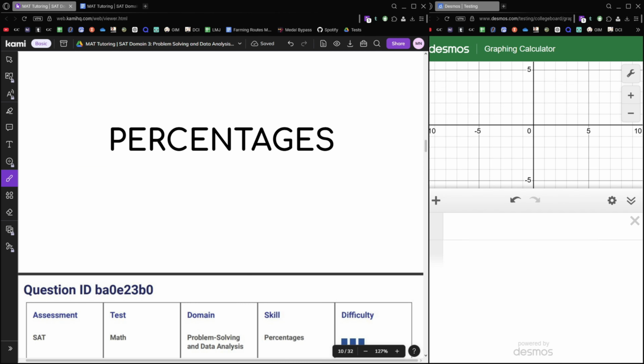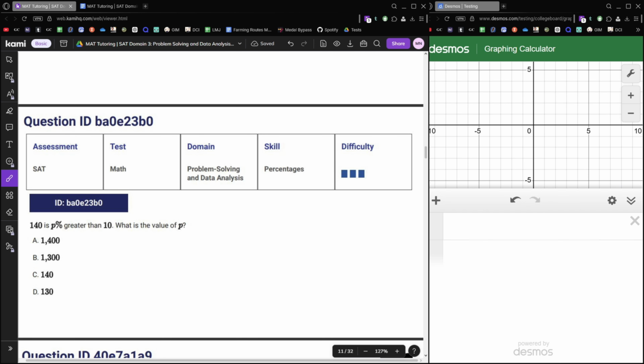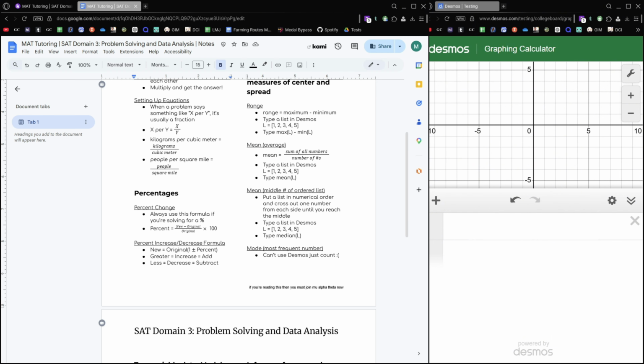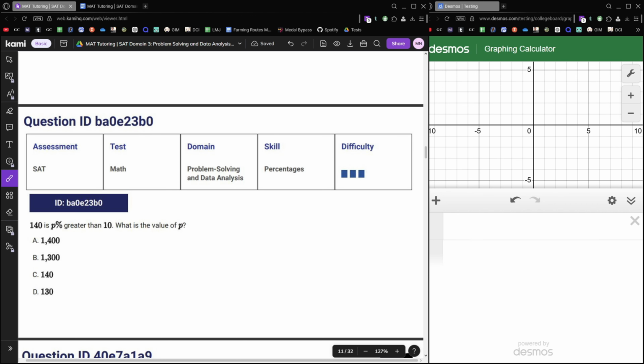Now we're moving on into our next topic. Let's get started with slide number 11. They tell us that 140 is p% greater than 10 and ask us to find the value of p. Let's go ahead and take a look at our notes. You'll notice that right here under percentages, you always want to use this percent change formula when you're solving for a percent. And here we are solving for a percent because p is a percent.